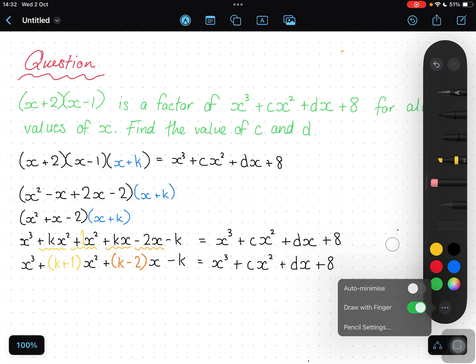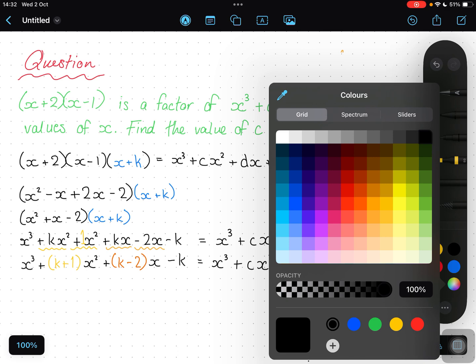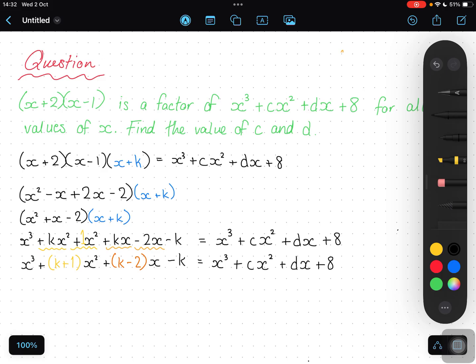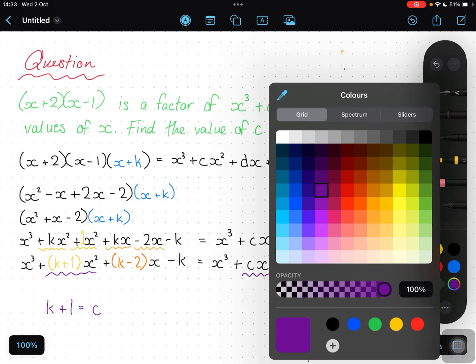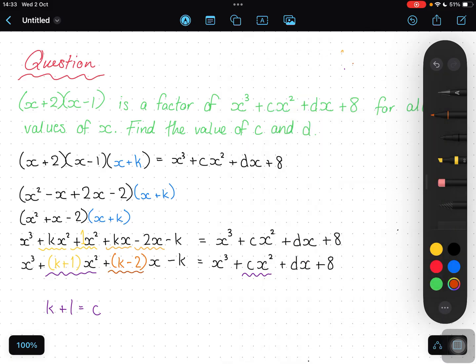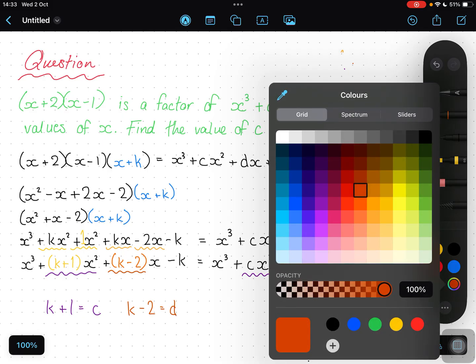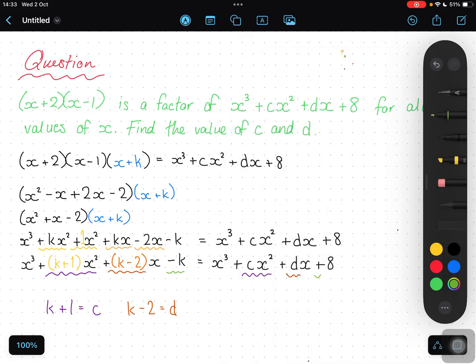So, let's see, purple. Let's look at, oh, that wasn't even the correct pen. Okay, purple. So, in front of my x squareds, if I compare the coefficients of the x squareds, k plus 1, I'm going to write out 3 equations. So k plus 1 is c. That's one equation I can see there. Second one, in front of the x, I have k minus 2 is d, and the constant by itself at the end, minus k is equal to 8.